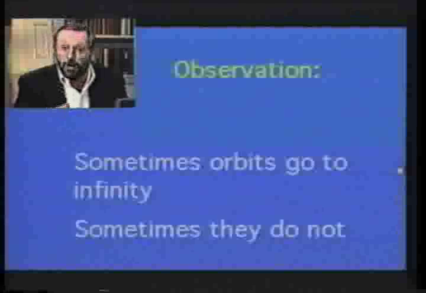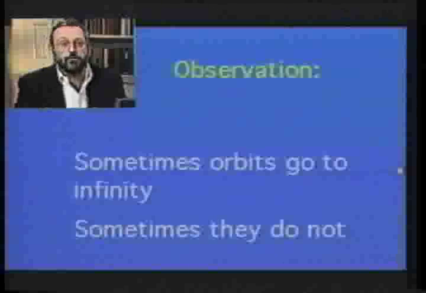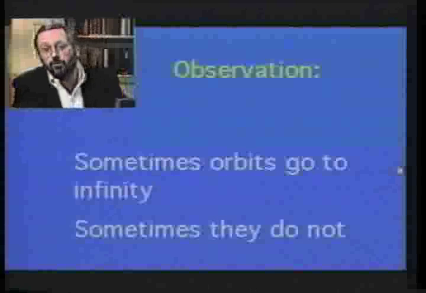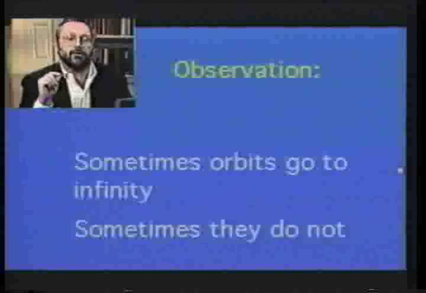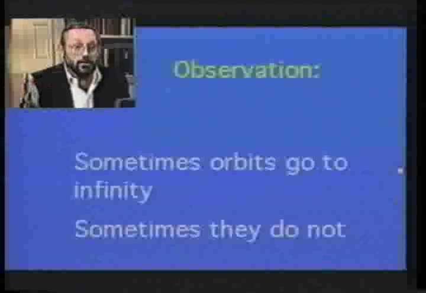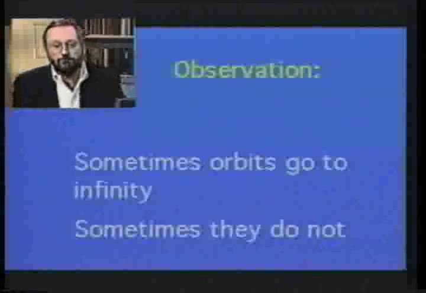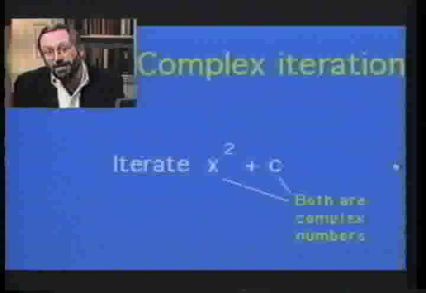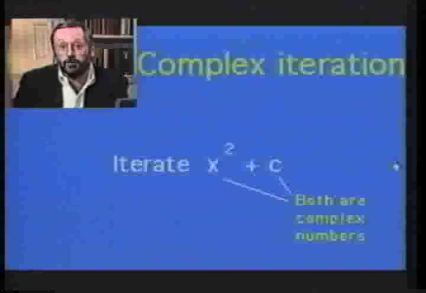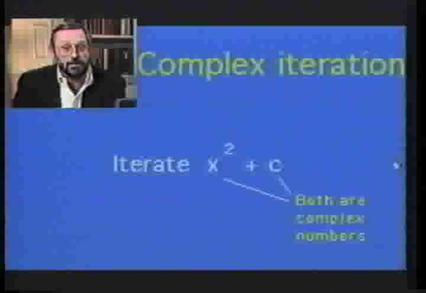When the orbit does not go to infinity, it could go to a fixed point, it could cycle with period 2 or 4 or whatever, or it could behave chaotically, but basically there are two things that can happen. Either the orbit of 0 goes to infinity or it does not. Okay, well, the natural question is, where does the Mandelbrot set come up in all of this? The Mandelbrot set arises again by iteration of x squared plus a constant, but now both x and c, the constant, are complex numbers. So we'll be doing complex iteration.